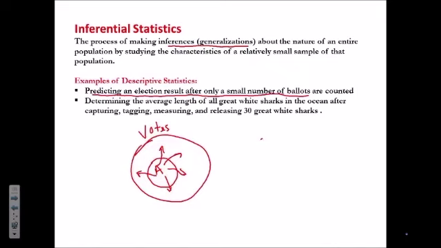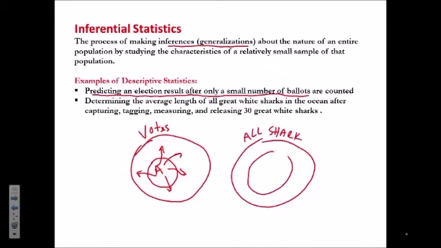Or we can be talking about all the sharks in the ocean. So all the sharks. Well, you can't capture every shark. So what do we do? You capture some of them and you measure them. And you find out that they have a certain average length, 6 feet. Then what do we do? We generalize or we stereotype all the sharks in the ocean. We say, well, I guess they all average about 6 feet. These are examples of inferential statistics.